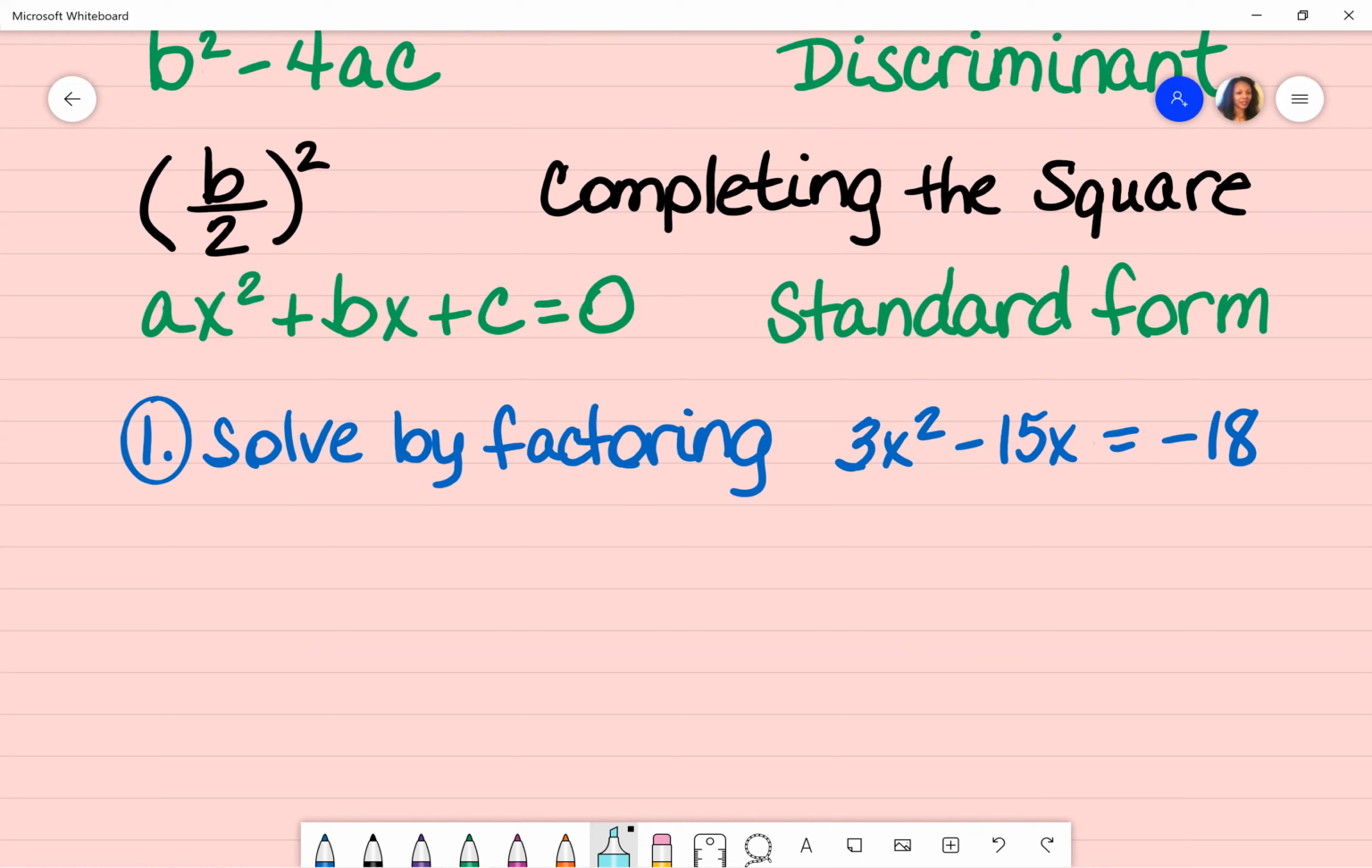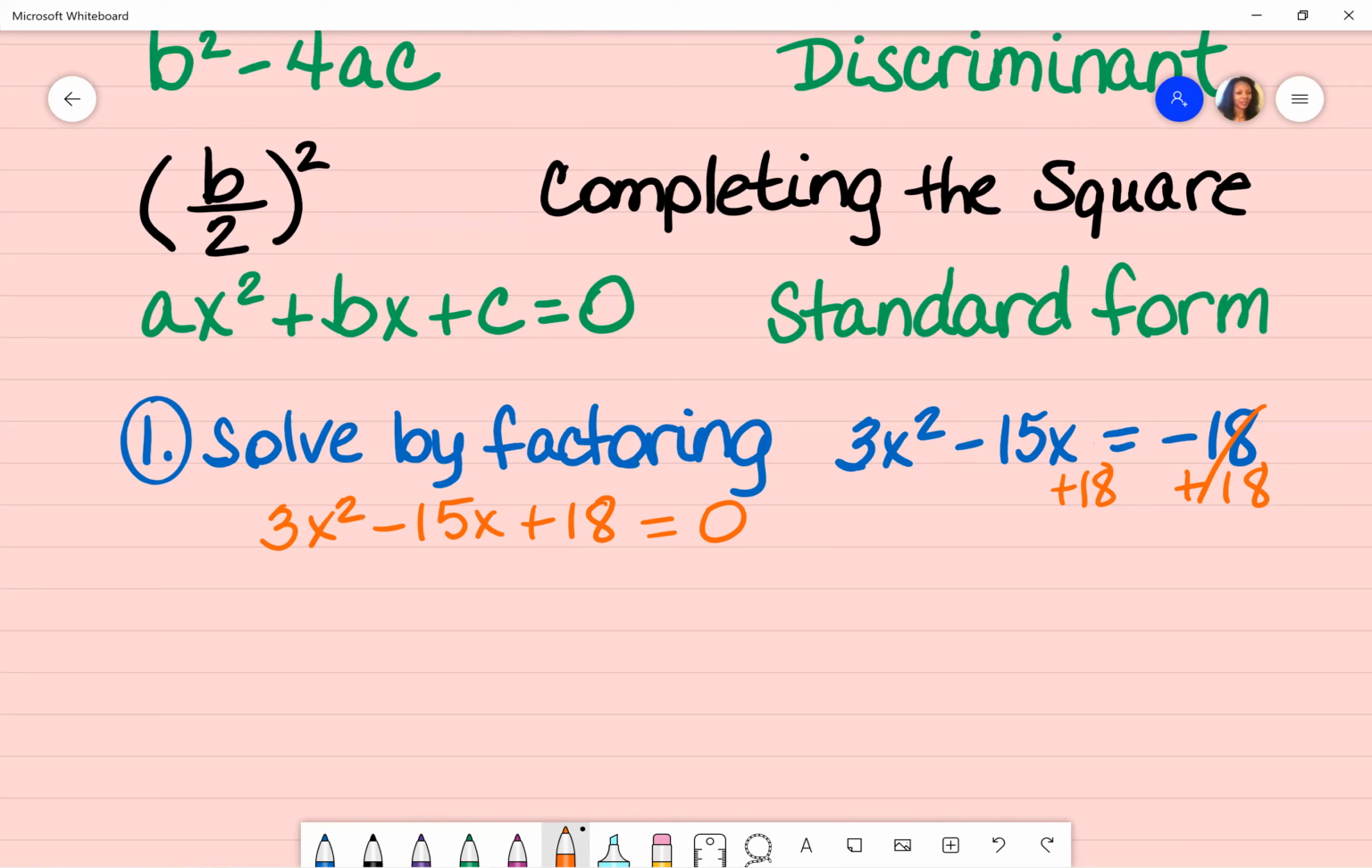So when we're trying to factor, again, the first thing you want to do is put it in standard form. This is currently not in standard form. It's not set equal to 0. So what I need to do is add 18 on both sides. And so when I rewrite that, that is going to be 3x squared minus 15x plus 18. And now it's set equal to 0.